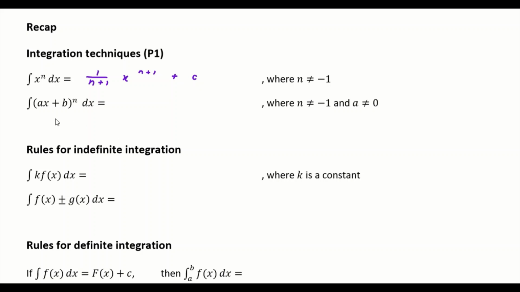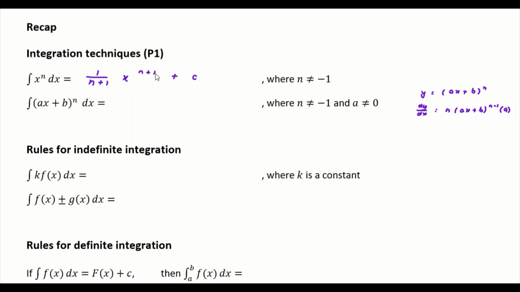For this case, it's similar to the composite function that we have in differentiation, but in integration we are going to look at linear expressions only. Imagine we have y equals ax plus b to the power of n. If I want to do differentiation, what happens? I bring the power in front, then ax plus b to the power n minus 1, and then multiply by the derivative of ax plus b, which is a.